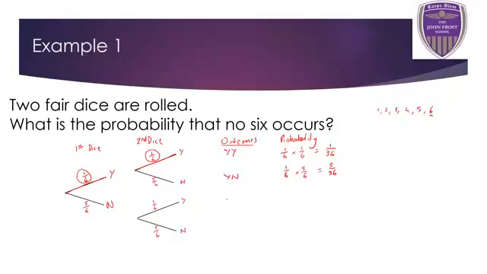It could have happened the other way around. So no 6 on the first row, but a 6 on the second row. So this time we would multiply 5/6 by 1/6. So multiply through there, we get 5 out of 36.